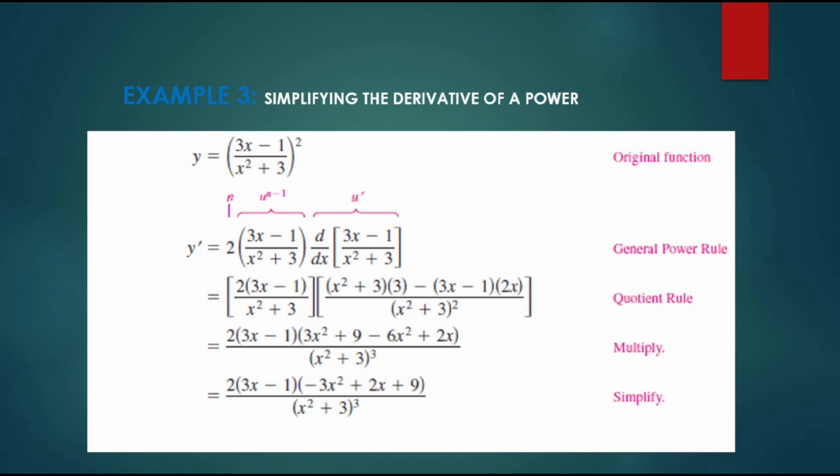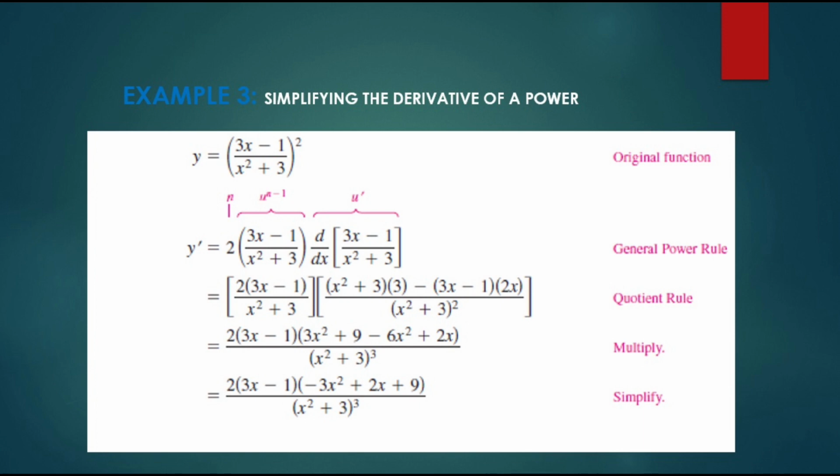times 3x minus 1 divided by x squared plus 3, times the quantity of the quantity x squared plus 3 times 3, minus the quantity 3x minus 1 times 2x, divided by x squared plus 3 raised to the power of 2. By multiplying, we get 2 times the quantity 3x minus 1 times the quantity 3x squared plus 9 minus 6x squared plus 2x, divided by x squared plus 3 raised to the power of 3.